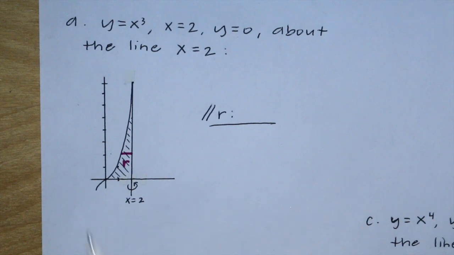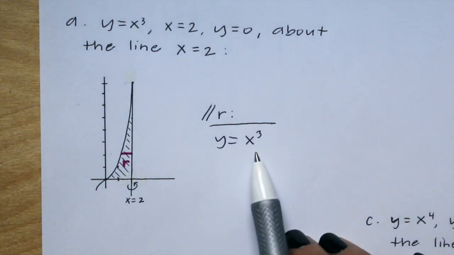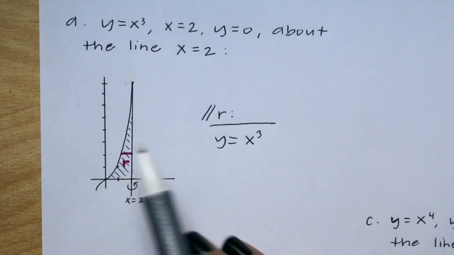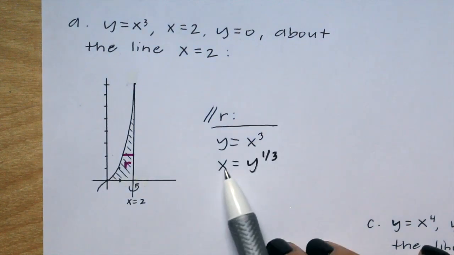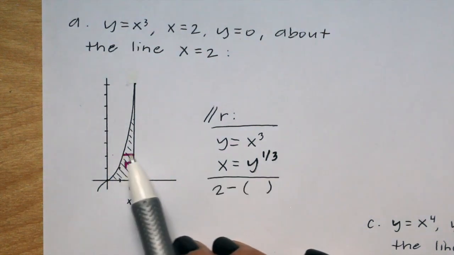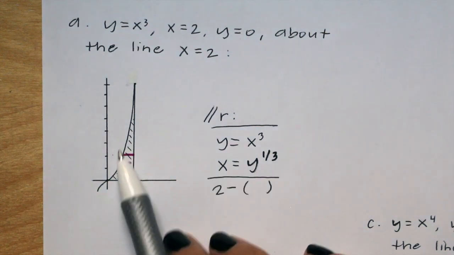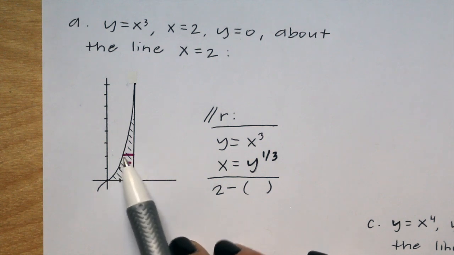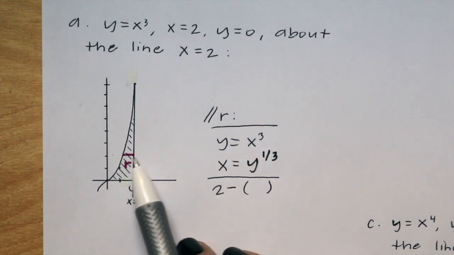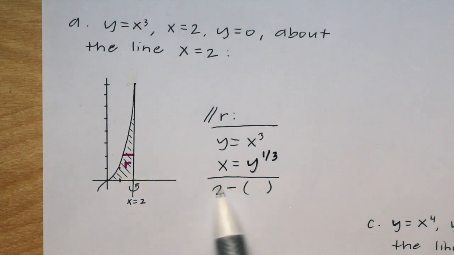where x is 2. So first I just wrote down y equals x cubed, and because this is a dy problem, we want everything in terms of y. So now I have x in terms of y. So for r, we're going to think about it as right minus left. On the right is x equals 2, and on the left is x equals y to the 1/3. So we can represent r as the expression 2 minus y to the 1/3. Again, just think of it as right minus left.